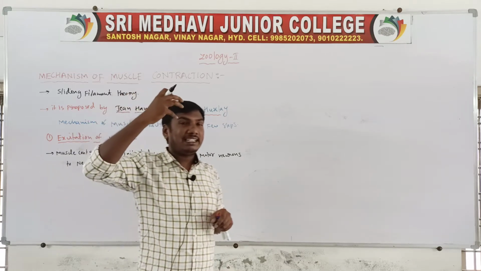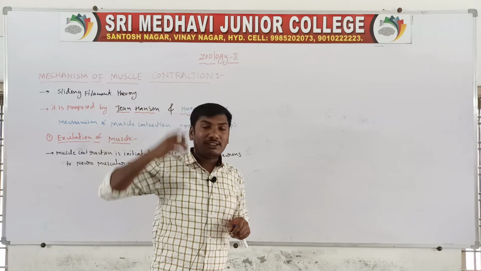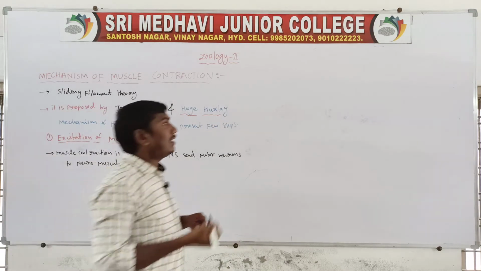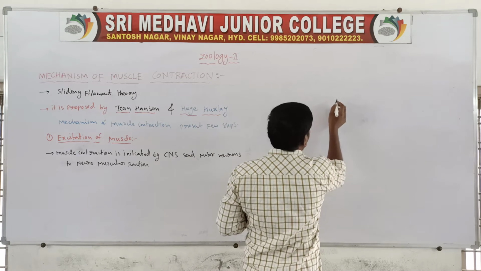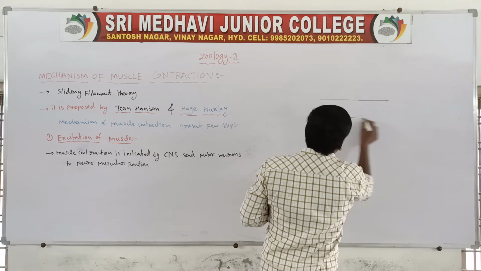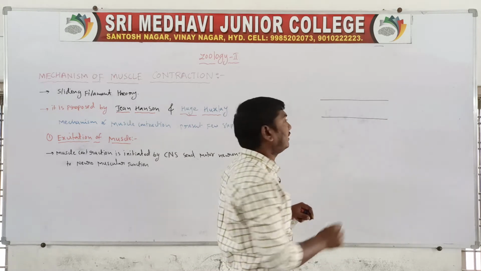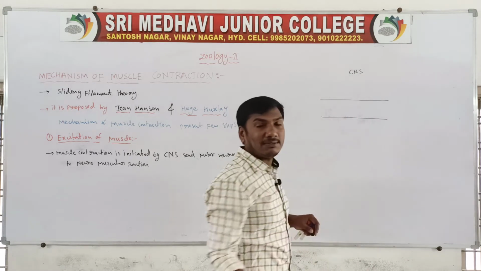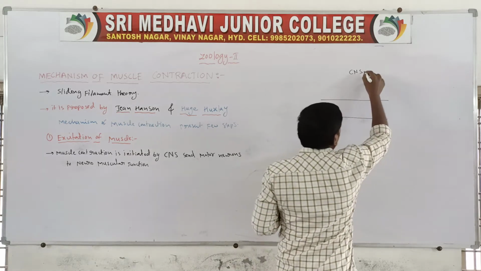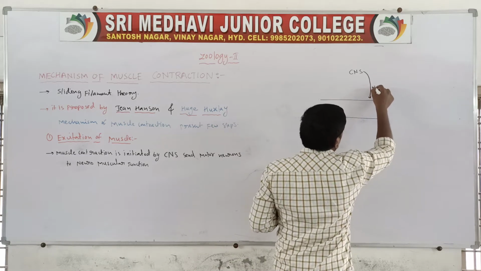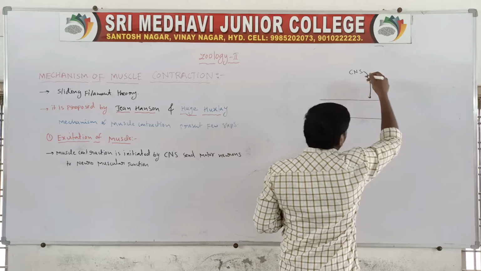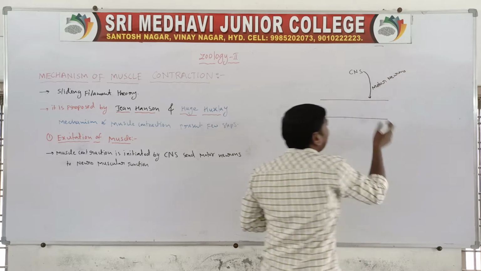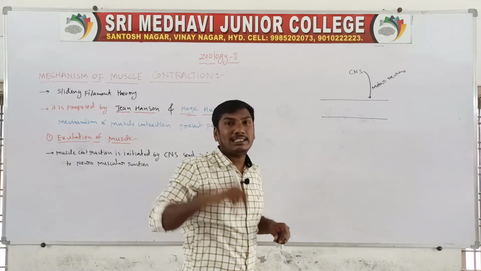The motor neurons reach the neuromuscular junction. For example, these are the muscles, and this is the central nervous system. The central nervous system sends the impulse through the motor neurons, and the impulse reaches the neuromuscular junction.